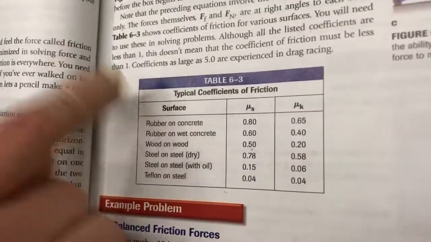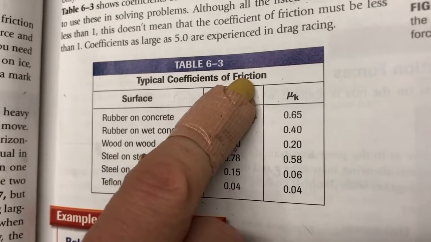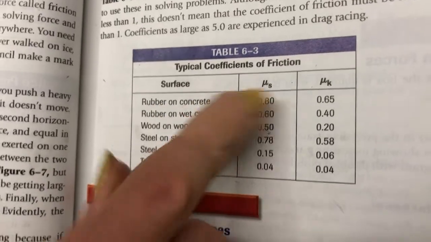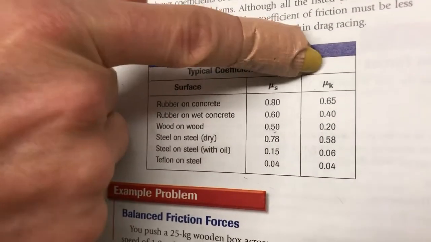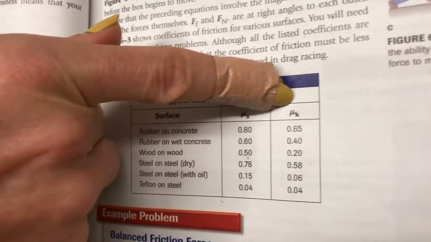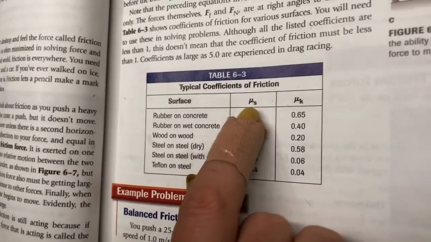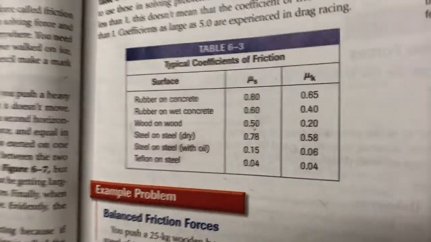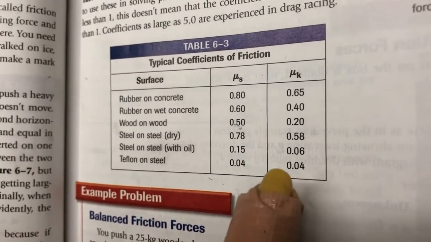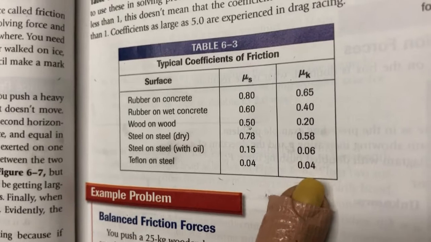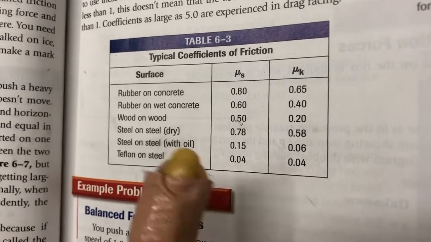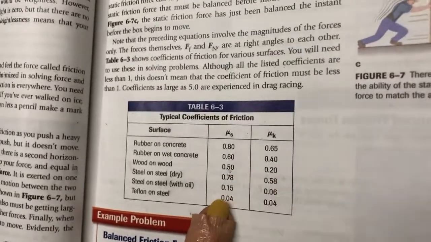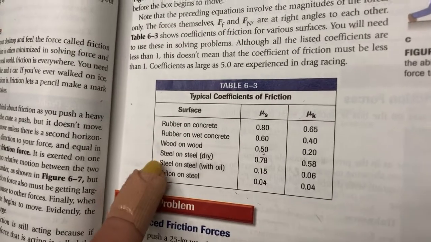Okay, so Table 6.3, these are typical coefficients of friction. Rubber on concrete, wood on wood, steel on steel, rubber on wet cement. What do we see here? You have mu sub S and mu sub K. S is the static coefficient of friction, and K is the kinetic coefficient of friction. Notice which one is smaller. The sliding friction, the kinetic friction, is always going to be less than the static.